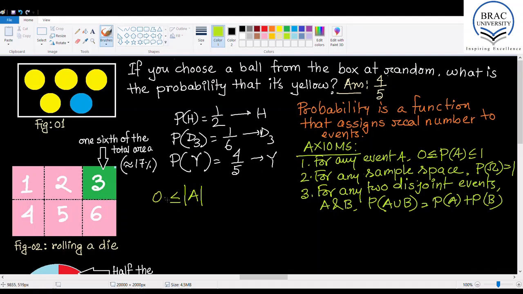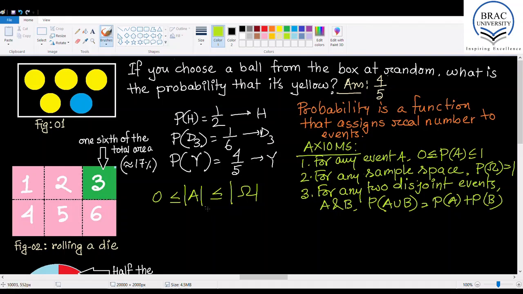And since it's a subset of the sample space, all the outcomes in event A already exist in the sample space. Therefore, the number of elements in the event should be less than or equal to the number of elements in the sample space. All right, so yeah, this is true.